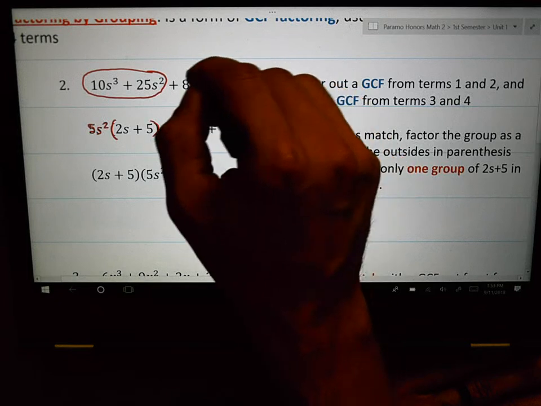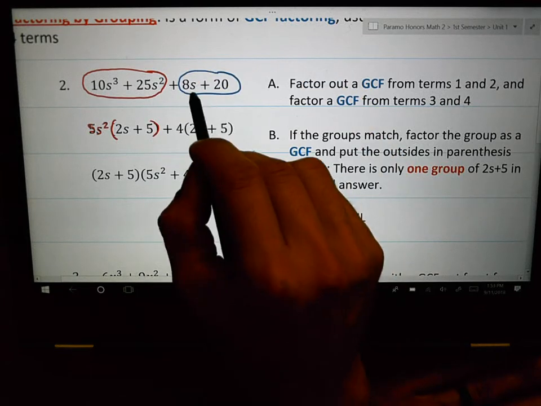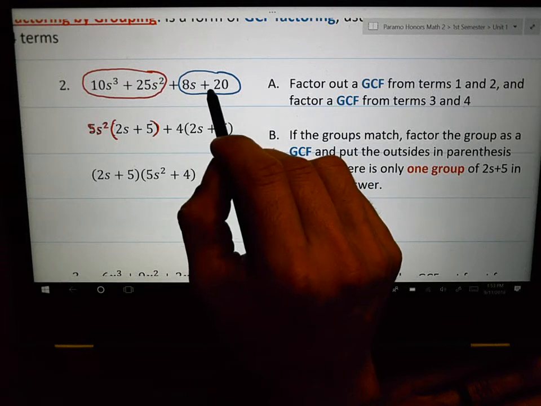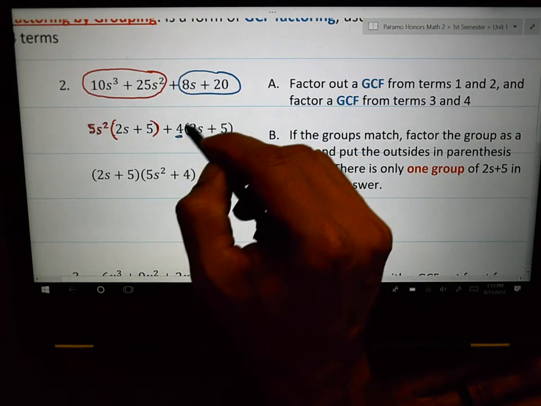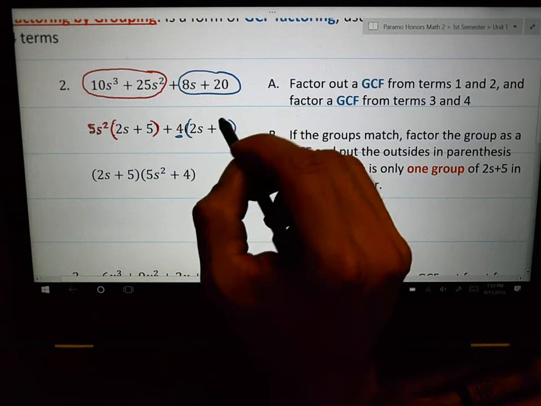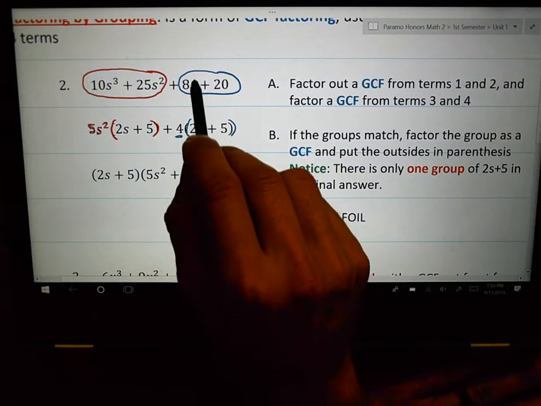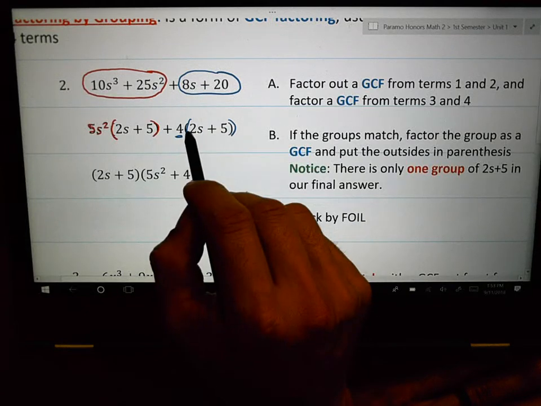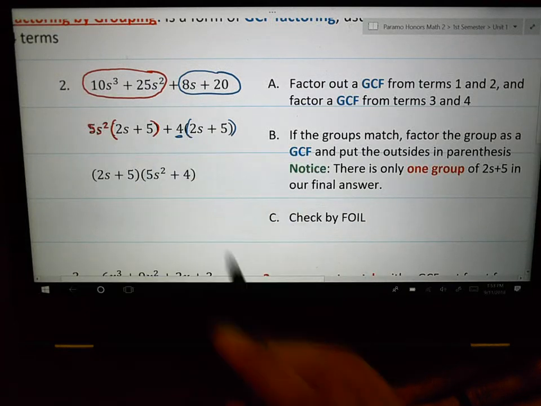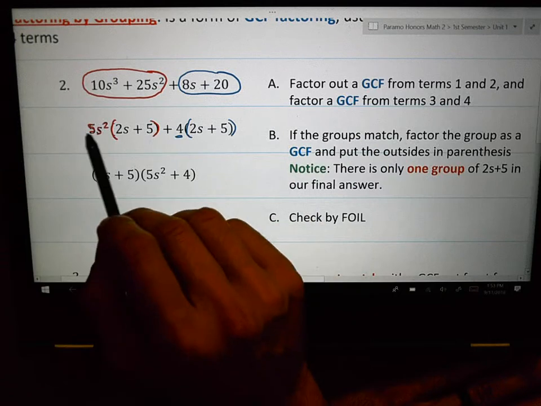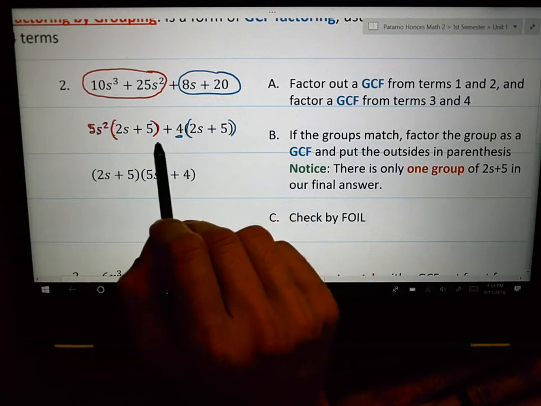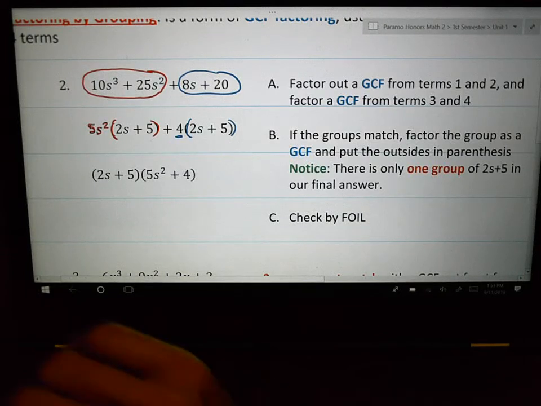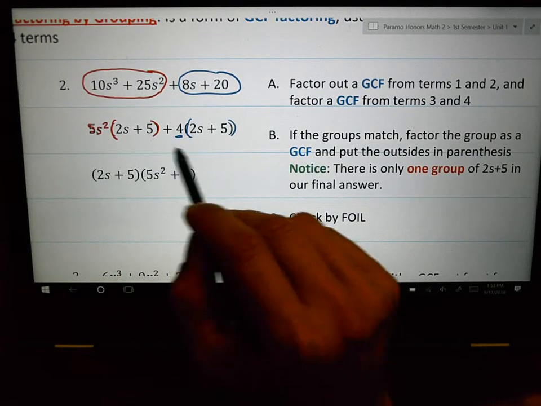That is these 2 things. Third term, fourth term. Is there a GCF of that? What is it? It is 4. What's left behind is this. 4 times 2s is 8s. 4 times 5 is 20. This blue group is being added to the red group. So it is not all multiplication. We have multiply here, but we have this plus sign in the middle. So technically this is not completely factored because it's not all multiplication.